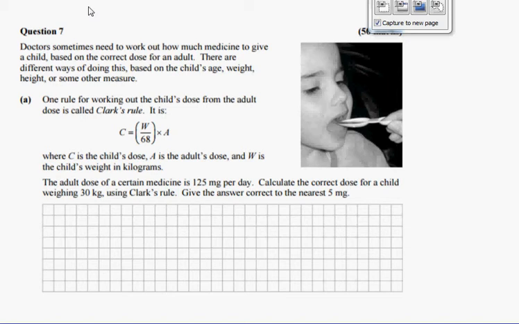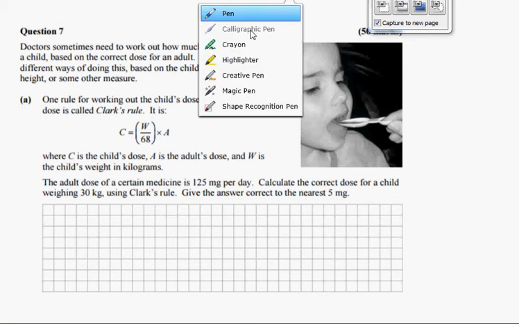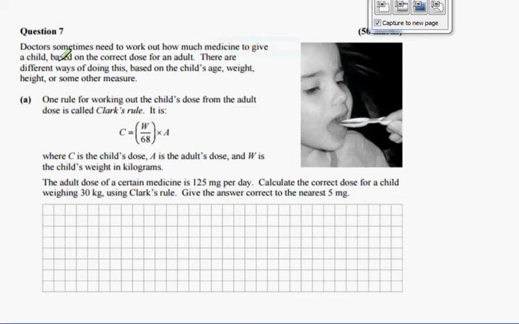Okay. Shh. Sam. Doctors need to work out how much medicine to give a child. What they do is there are different ways of doing this based on a child's age, weight, or some other measures. We're using what's called Clark's rule. This here is Clark's rule.